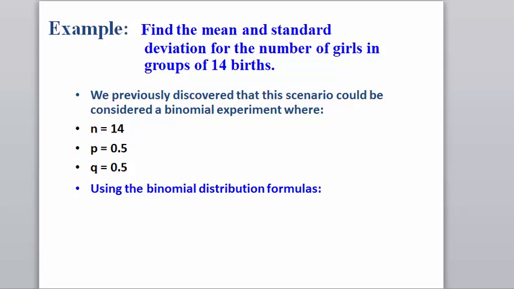We have a set number of trials, 14 trials. The probability of success is constant. Probability of a girl, 0.5. And we're also going to assume independence amongst the trials. So each birth is independent of what has previously happened. So let's use the binomial distribution formulas to find the mean.